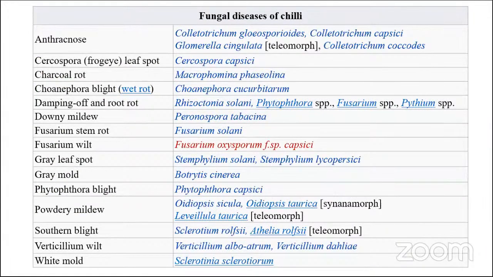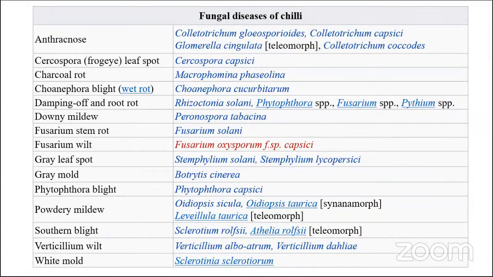This is a list of fungal diseases which are reported to cause infection. These are the different diseases caused by different fungi. Anthracnose is caused by Colletotrichum gloeosporioides, Colletotrichum capsici, and Glomerella cingulata, which is the teleomorph, or perfect stage, of Colletotrichum coccodes. The perfect stage is the stage of the pathogen where it can produce sexual spores. Cercospora or frog eye leaf spot occurs in chili, which is caused by Cercospora capsici.